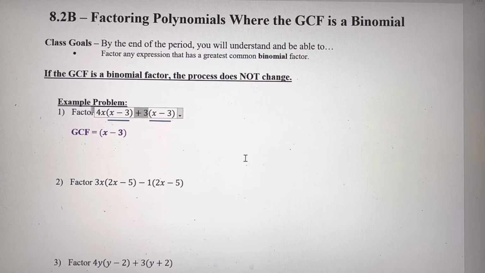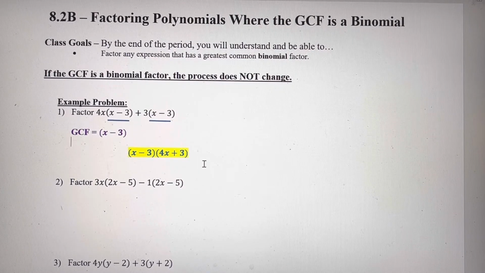So when I factor this, I'm going to get x minus 3 as my common factor, which happens to be a binomial, and what's left over is the sum, 4x plus 3. I'm going to write that as a binomial times a binomial. This is the answer. There's nothing else we can do. If I were to multiply these out and combine any like terms, I would get the same expression.